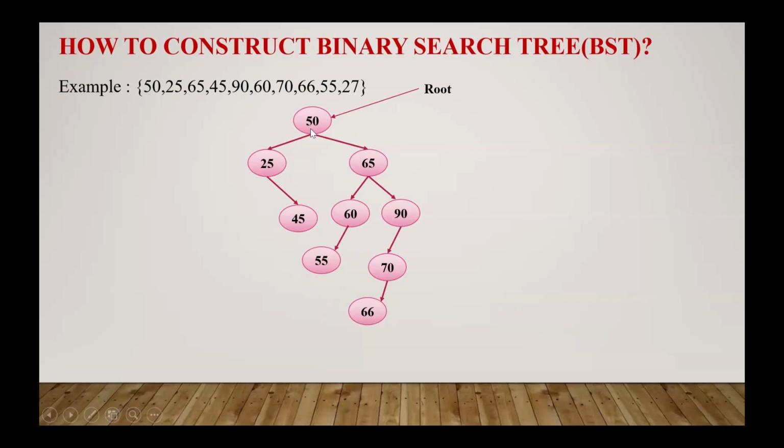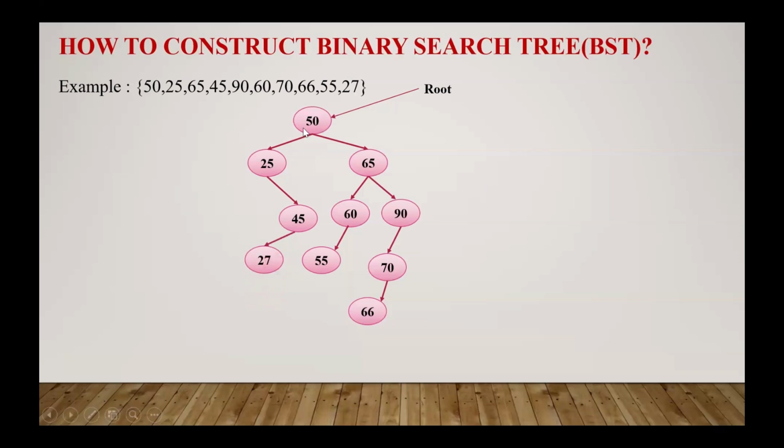Now this is our root, 50. 27 is less than 50, so it moves to the left node. In the left subtree, 25 is the root. 27 is greater, so it moves to the right side. 45 is present. Now 27 is less than 45, so it becomes the left child. So now our binary search tree is completed.